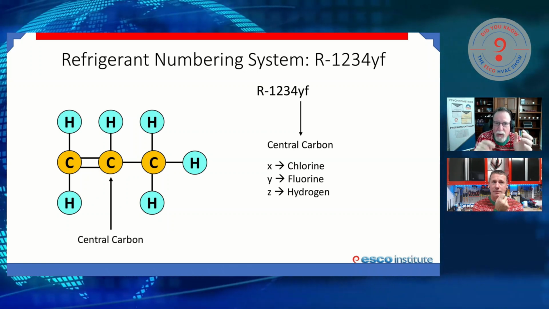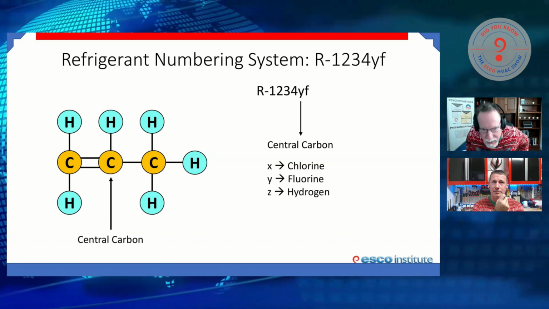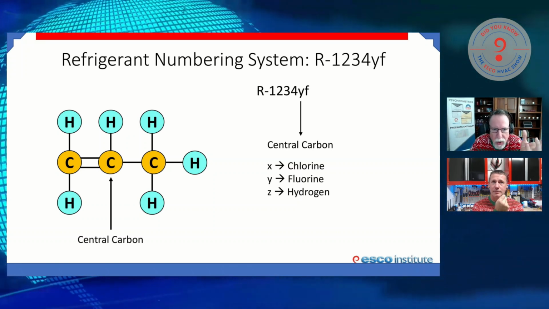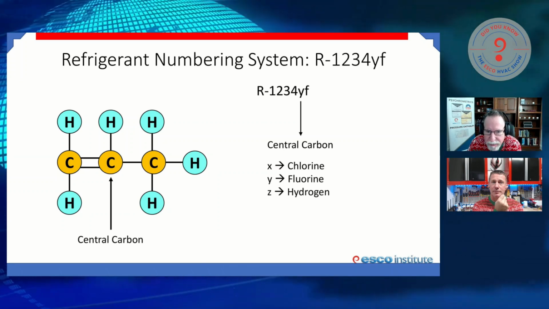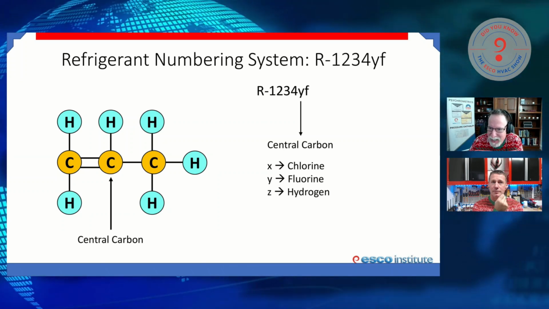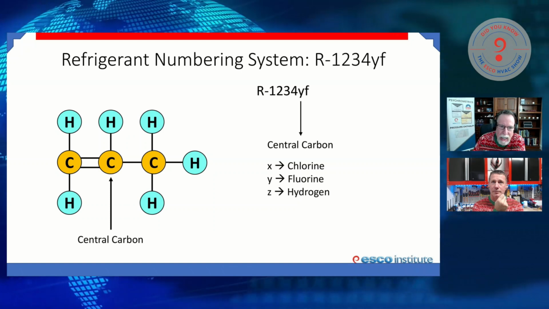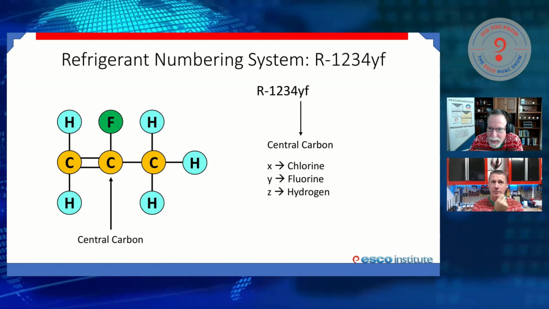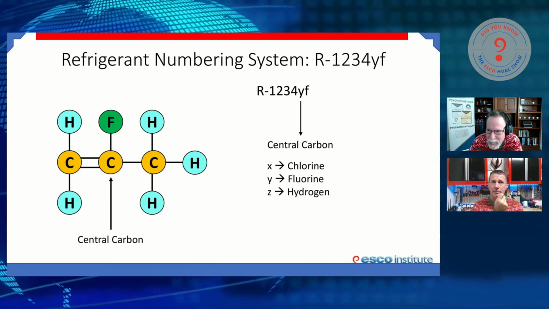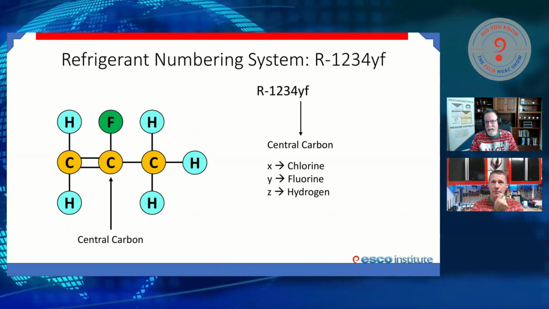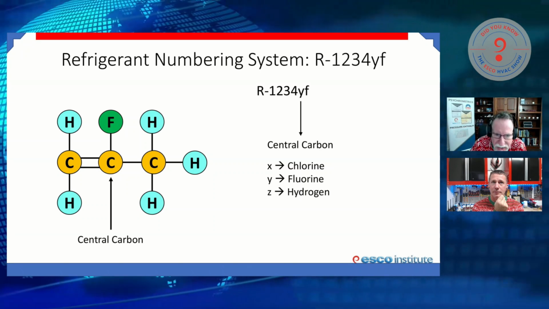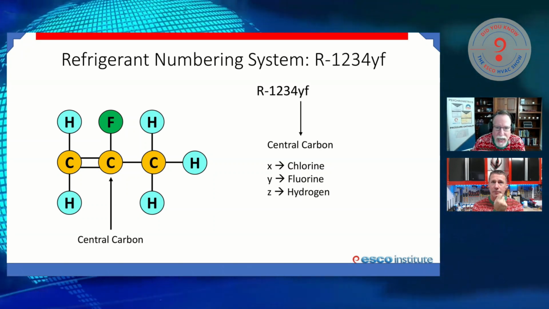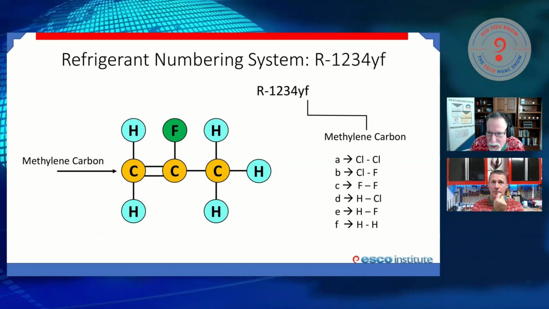So the y in yf tells us that the central carbon atom is bonded to a fluorine atom. See it? That's the central carbon. So there it goes, we have a fluorine. Now let's take a look at the methylene carbon.